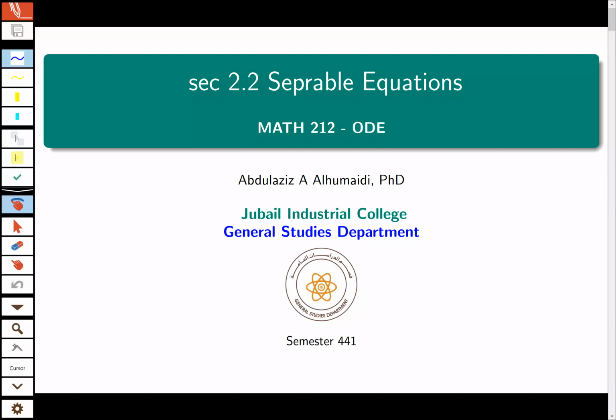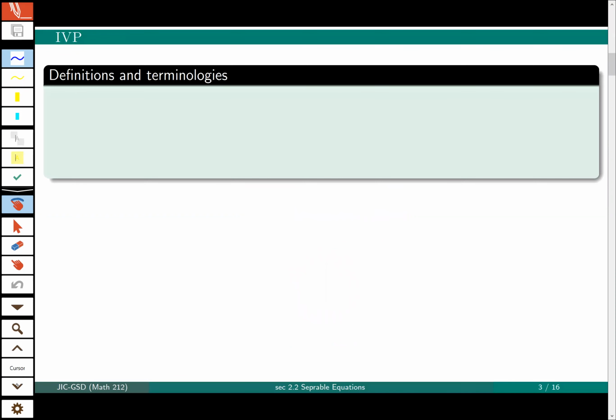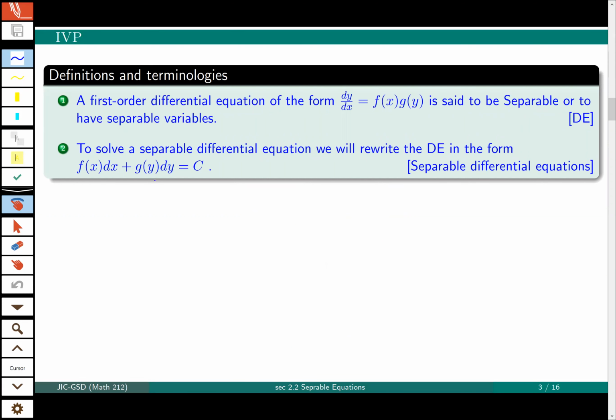Okay, guys, this is a review for differential equations. It will be a review for the first section, which is section 2.2, solving first order differential equations by the separable method, which means we separate a function of x with dx and a function of y with dy.